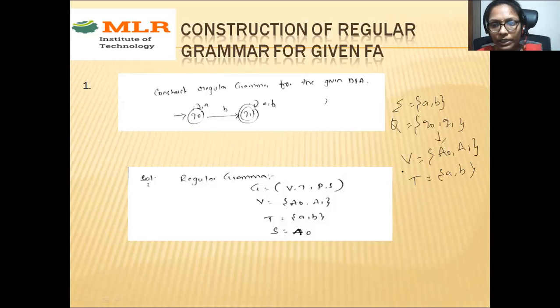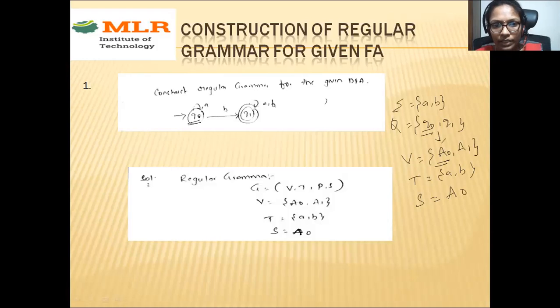T is nothing but the terminals, V, T. So productions we will write, and yes, S is nothing but the starting symbol. So what is the initial state for this problem? For this finite automata, Q naught is the initial state. So instead of Q naught, what will be the start symbol for our problem? It is A naught. Now we need to write the transition rules.